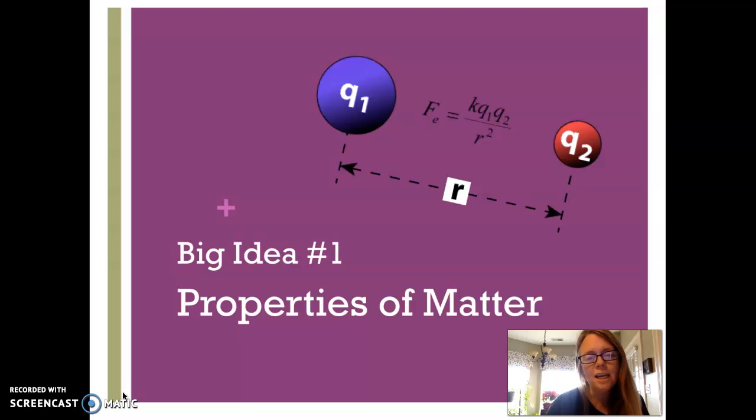So on your screen, you see, what is this? Come on, what is this? You should be shouting Coulomb's law, right? Where the force that exists between charged particles is equal to this equation, Coulomb's law: the magnitude of the charges divided by the radius squared.